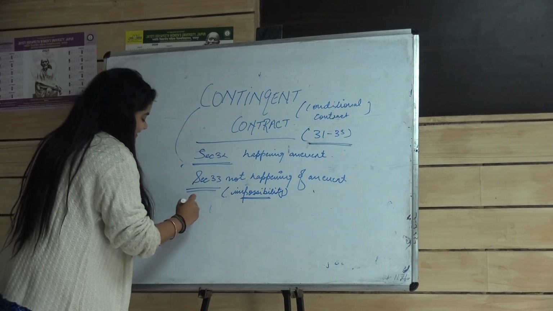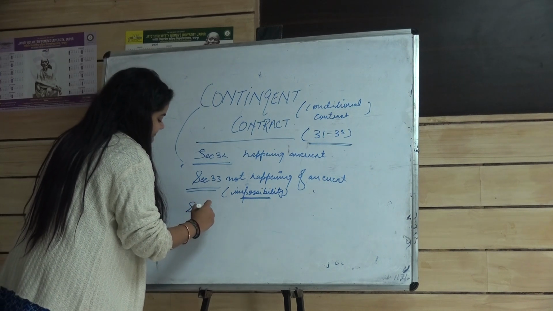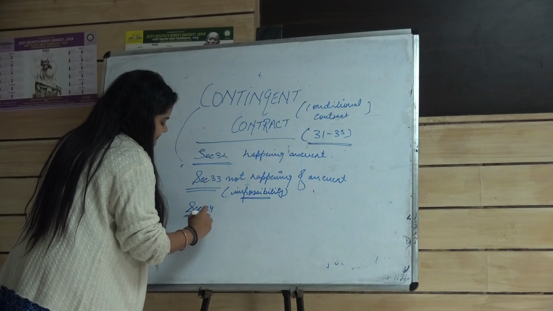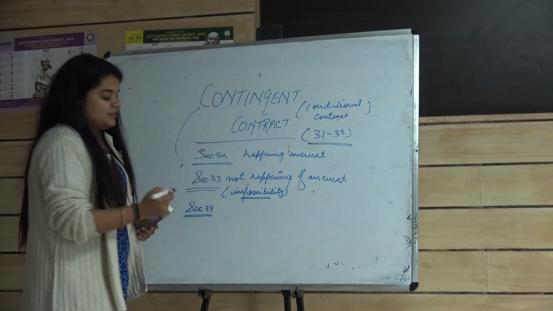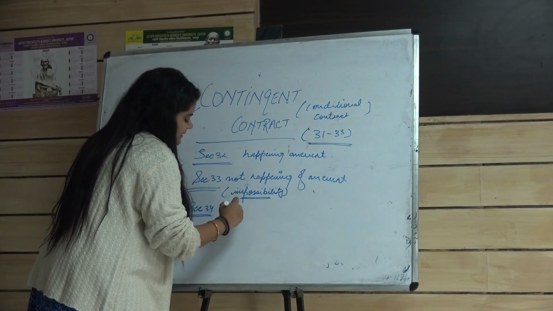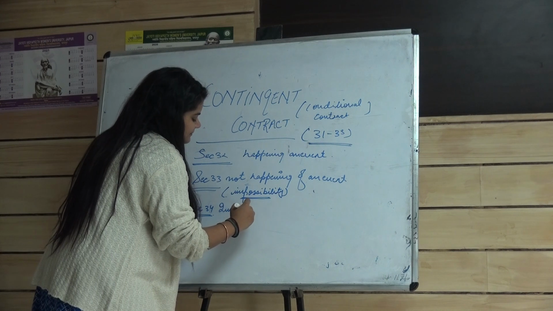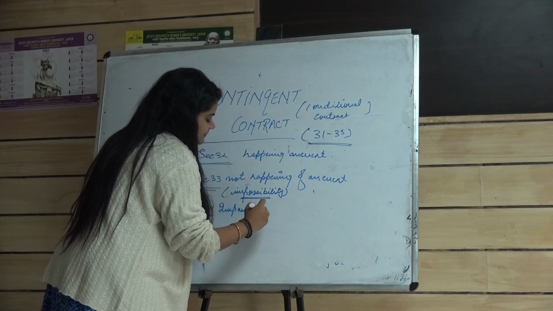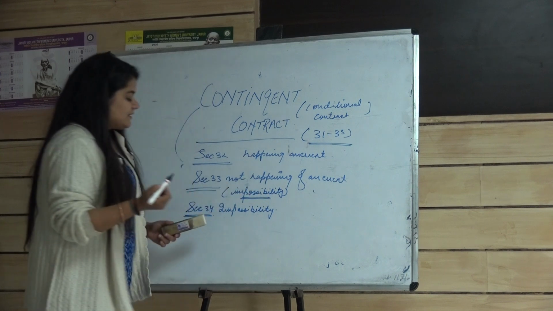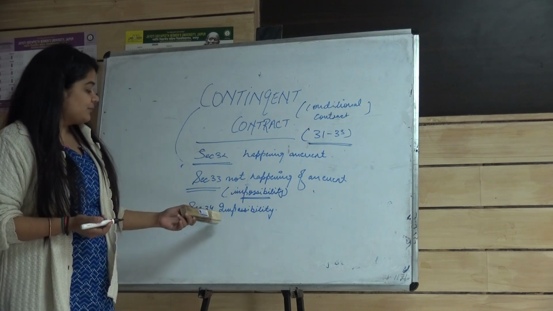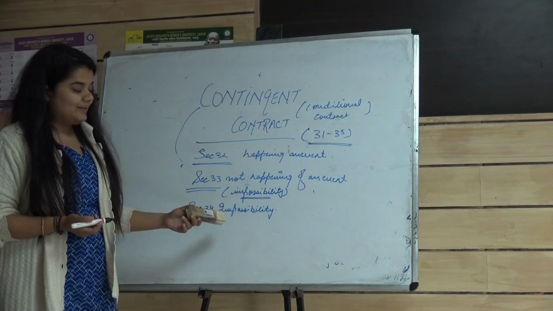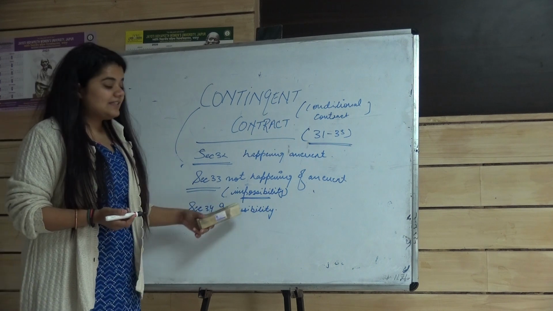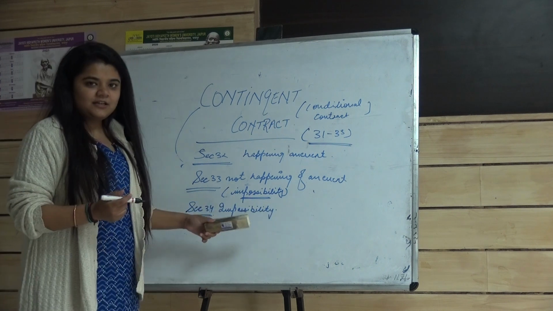Okay, section 34. This talks about impossibility as such. This means that if a contract is enforceable on the happening of an event, but that event seems impossible now, then the contract is void.